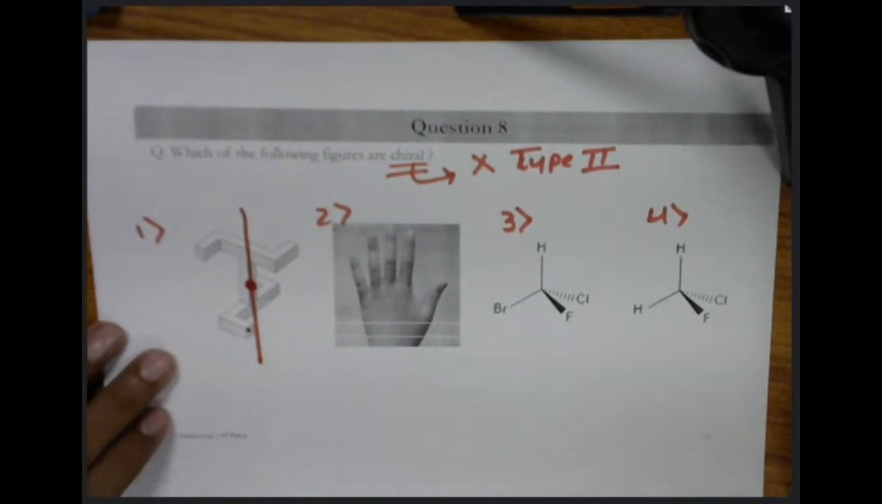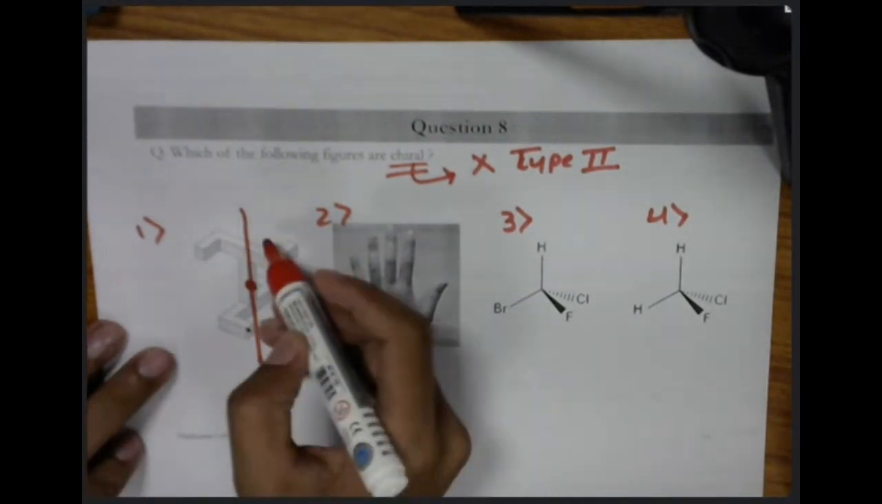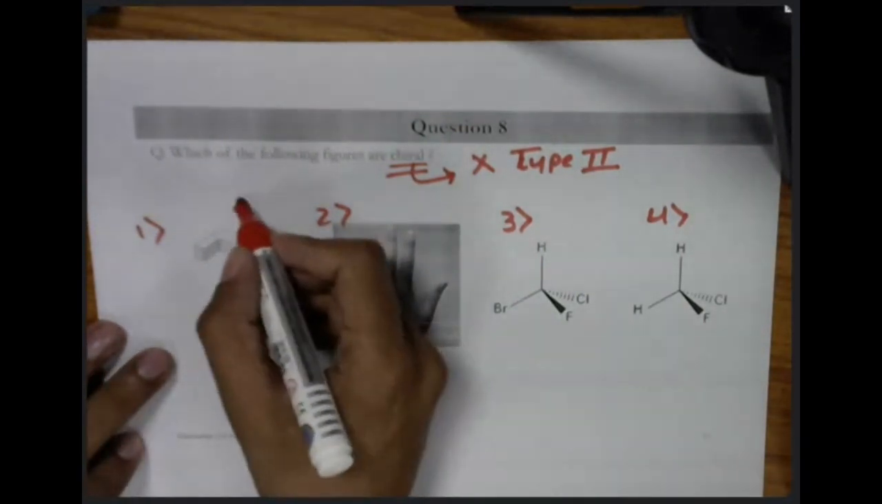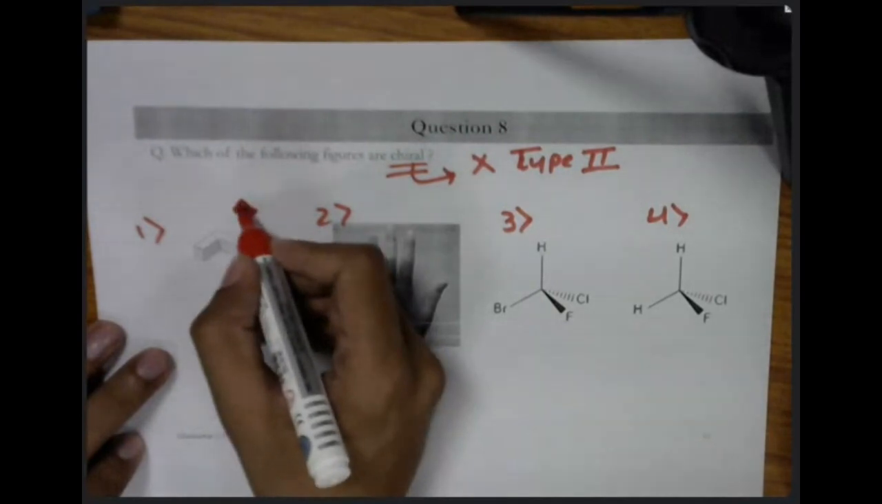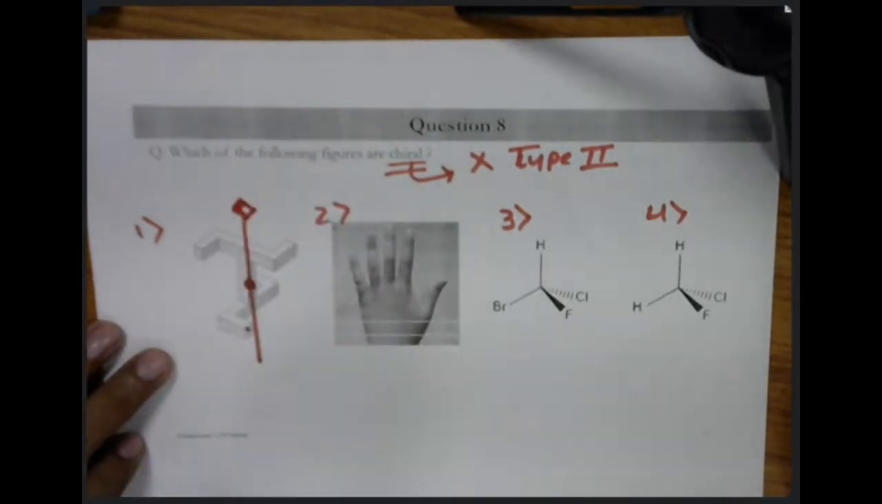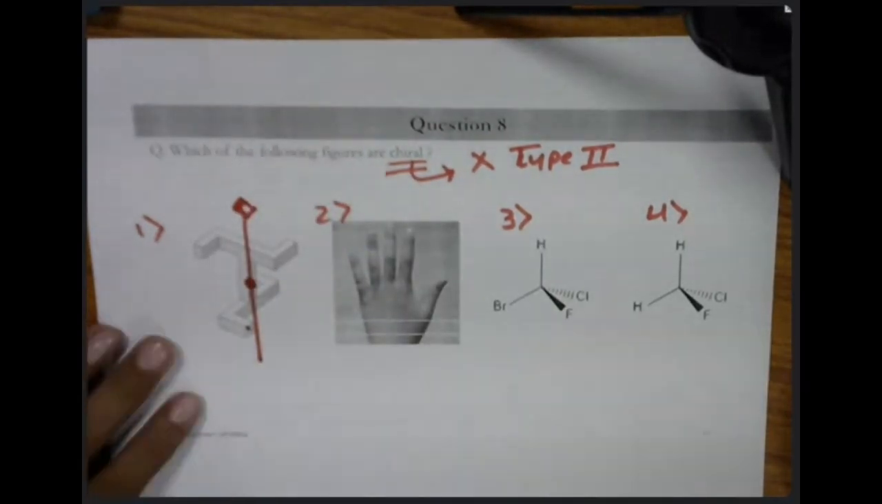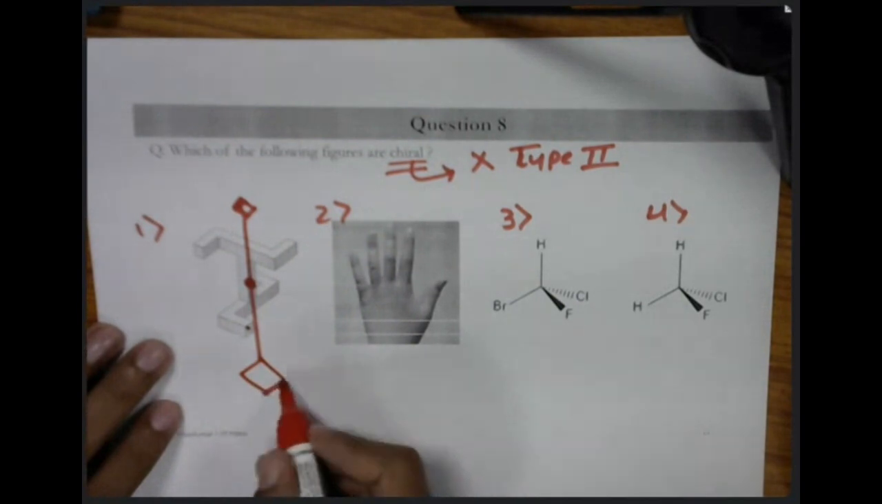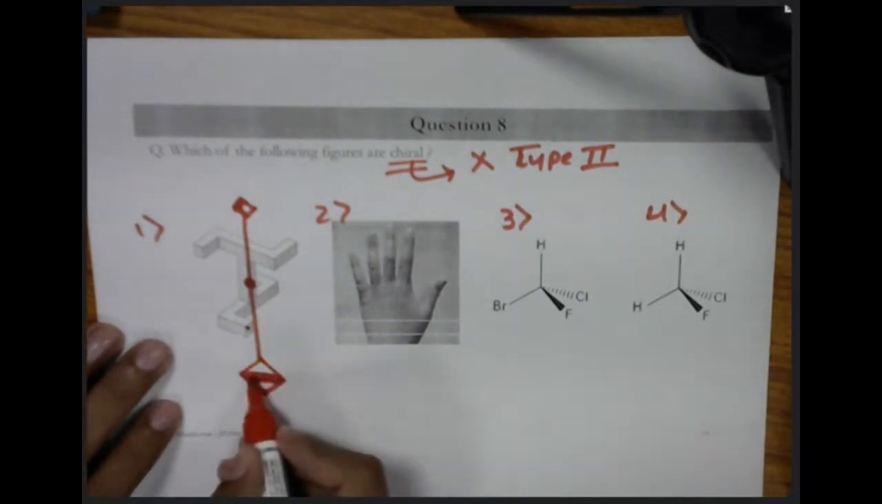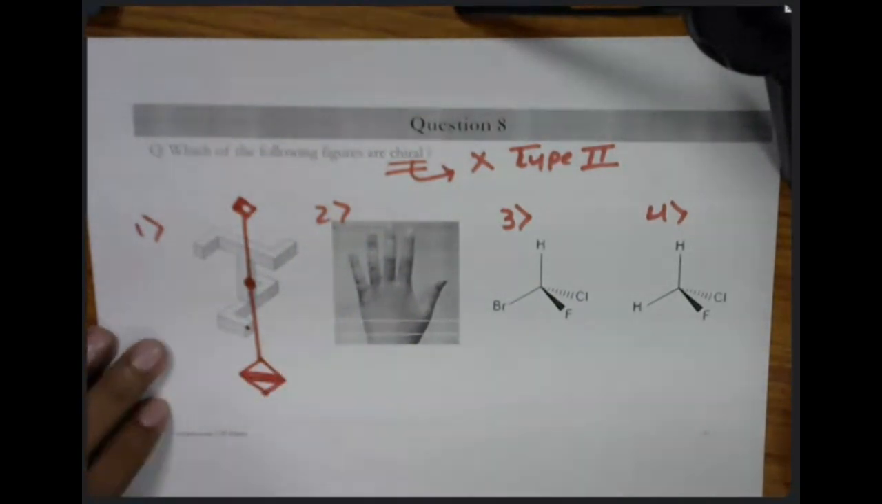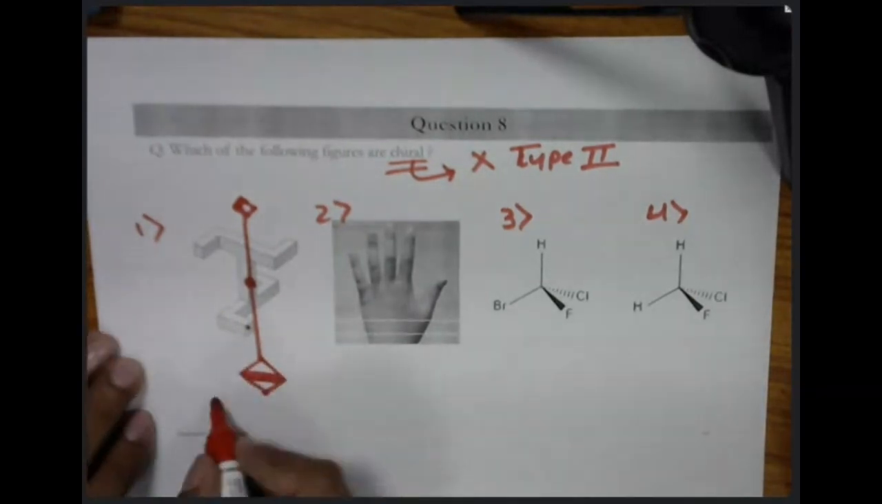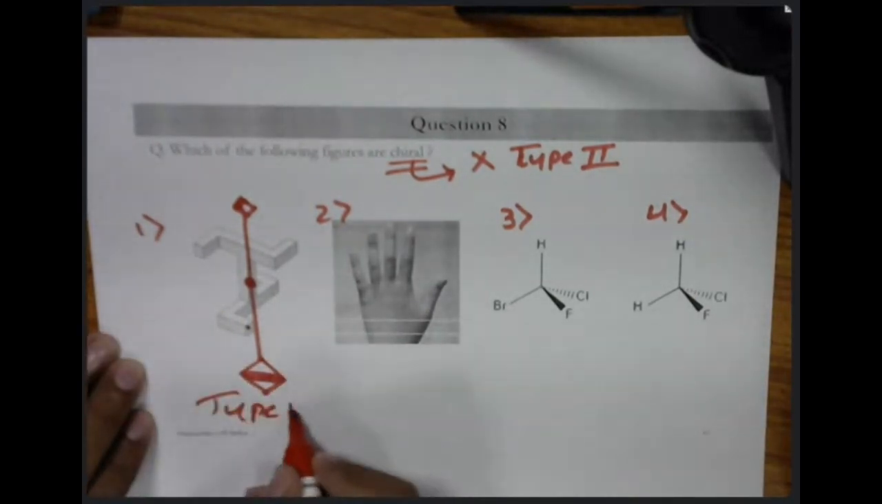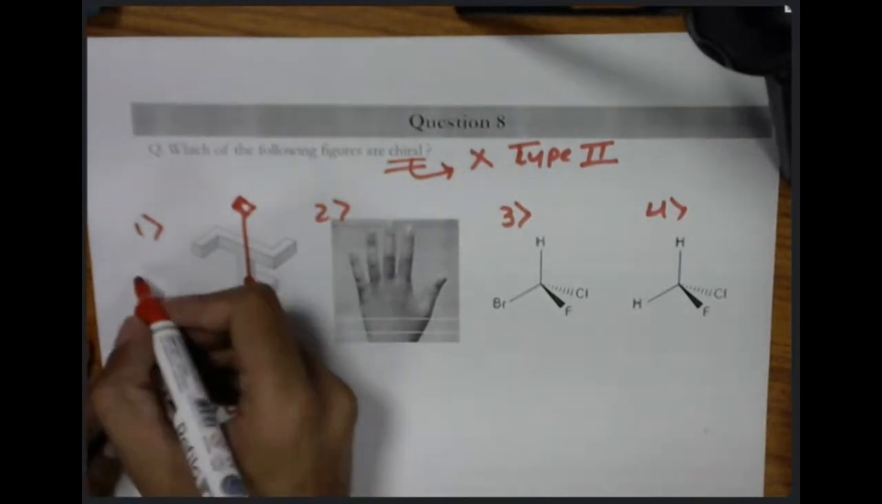About this point, if we rotate it by 90 degrees and then invert it, we will get something like this. Okay, so this is a 4 bar axis. And since it is a type 2 operation, we can say that it is not chiral.